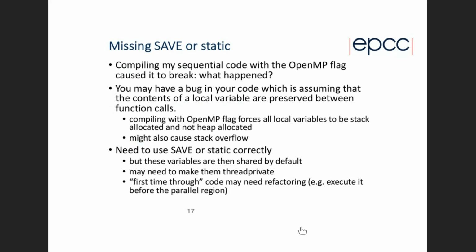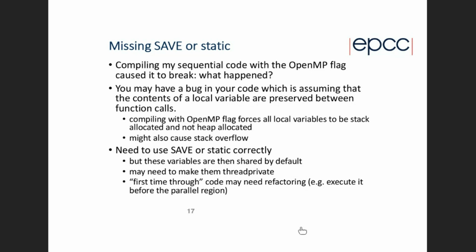This is a nasty one. Okay? Sometimes you see people say, I've got a sequential code, and first I want to turn this into OpenMP. The first thing I'm going to do, before I touch any of the code, is turn the OpenMP flag on the compiler. And you find that just doing that breaks your code. So how can that happen? There's a couple of reasons. You might have a bug because your code isn't using save or static properly. If your code assumes that the contents of a local variable are preserved between function calls, for example, that might cause it to break.